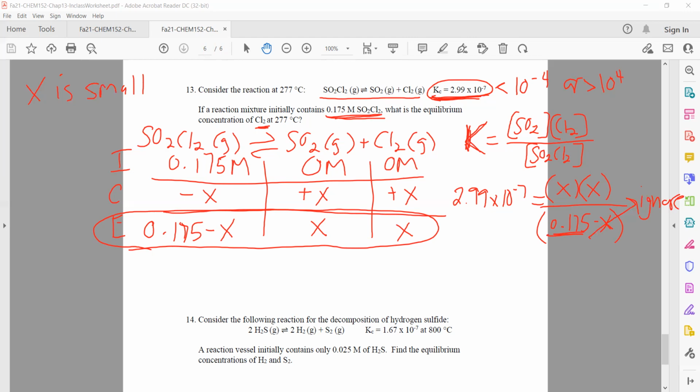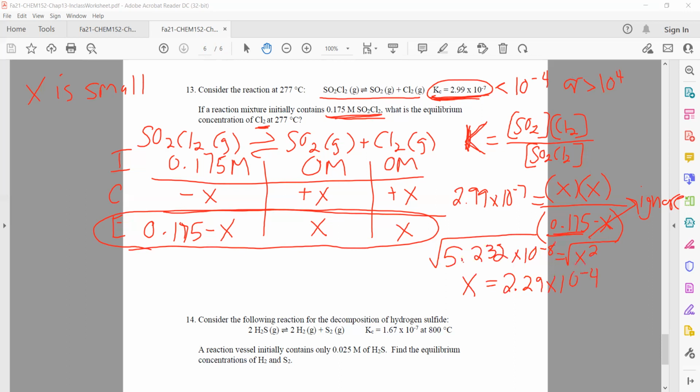Okay, so if we ignore that and then multiply both sides by 0.175, I got a value of 5.232 times 10 to the minus 8th being equal to x squared. We then take the square root of each side to get rid of our squared there. I got an x value equal to 2.29 times 10 to the minus 4.